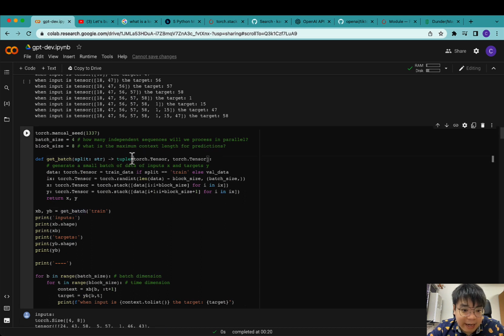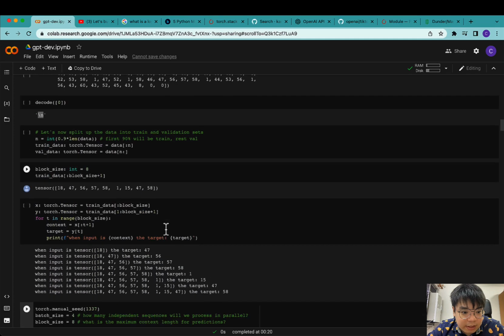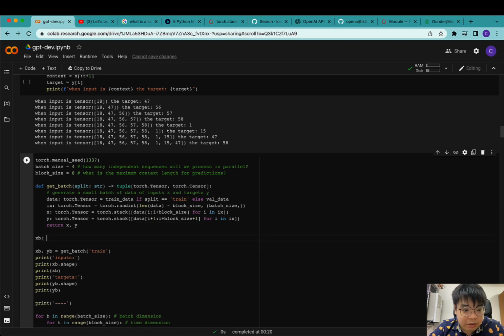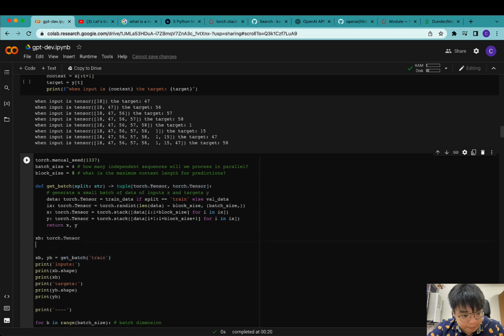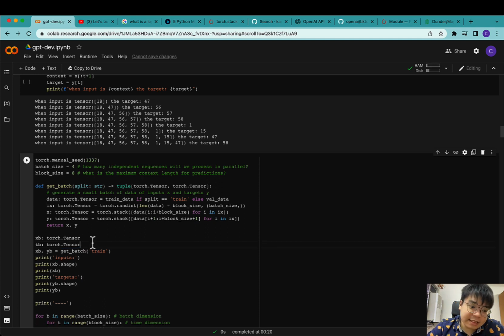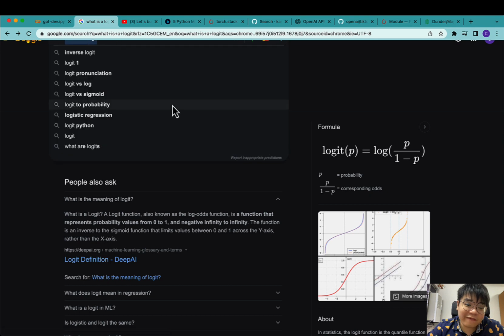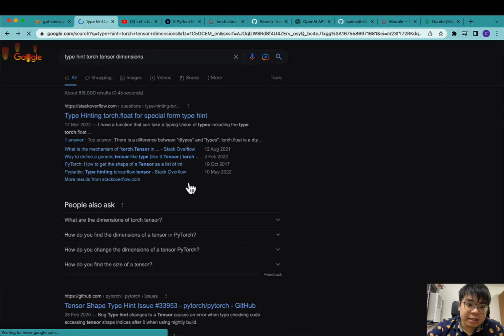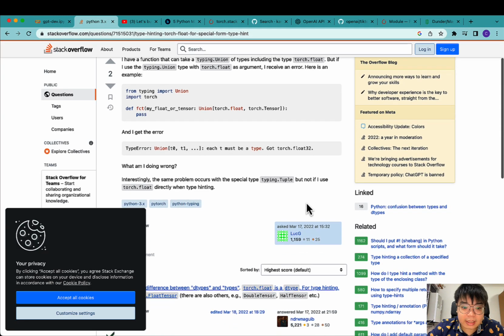So get_batch gives back a torch tensor, and as we mentioned, okay, thank goodness we touched this before, it's just that I'm probably rusty. But xb over here is a torch tensor because get_batch returns back a tuple of two tensors, and yb is also a torch tensor. But the thing is, this type hint doesn't tell us what's the dimension of the tensor. Is there a way to give the type hint? Type hint torch tensor dimensions. There should be a way to do that.